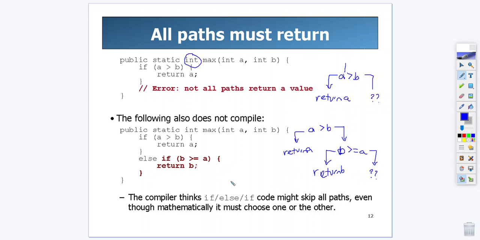So even though mathematically these represent the entire universe of possibilities, right? Your computer isn't thinking that way. It's thinking in terms of, okay, what is the flow? So here, true, I return something. False, I have a condition. When that condition is true, I return something. When it's false, I'm not returning anything. So even though in your brain you know you're always going to either be true here or here, your computer isn't recognizing that. So be careful. Don't ever end with a hanging else if.